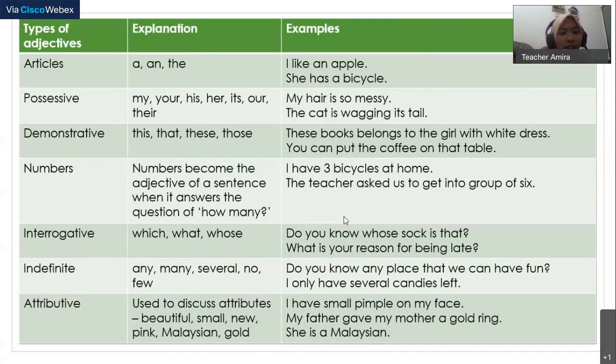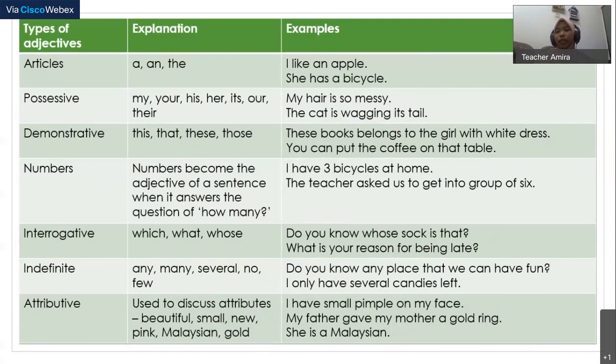So where were we? Interrogative. All right. Indefinite. What do you know about indefinite? Indefinite means there is no specific numbers. There is no specific items. You just have to take a guess. Like for example, that we have here, any. The word any. The word many. Several. No. Few. So we don't have specific numbers.